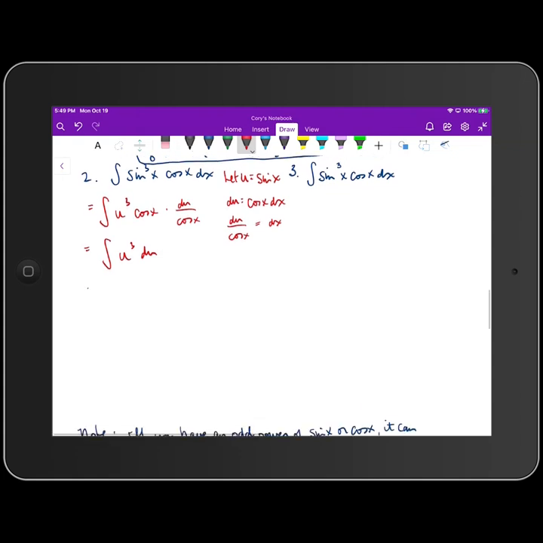And then we can integrate that function. That becomes u to the 4th power over 4 plus c. The last thing for us to do is to go back and replace u with the sine of x. So this is the sine of x to the 4th power over 4 plus the constant c.